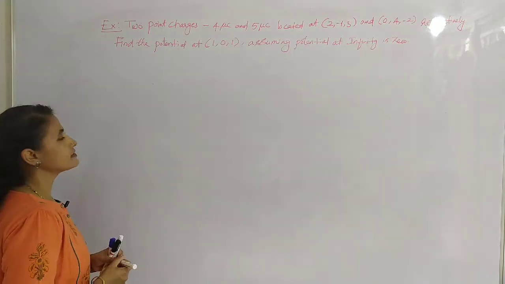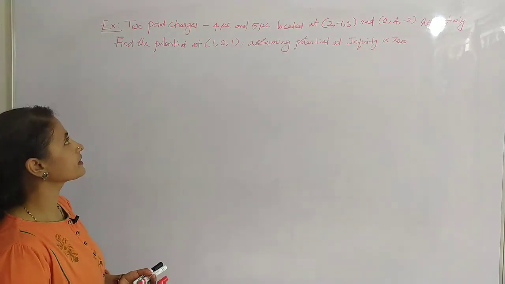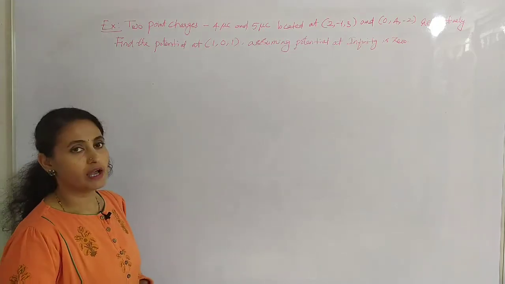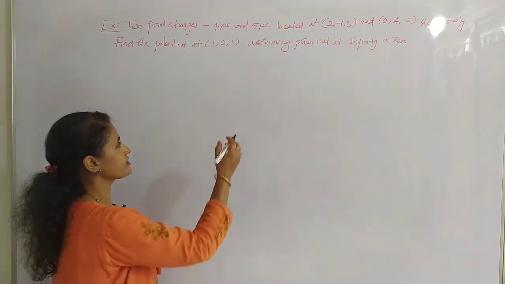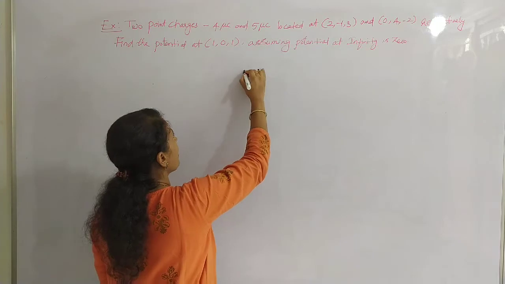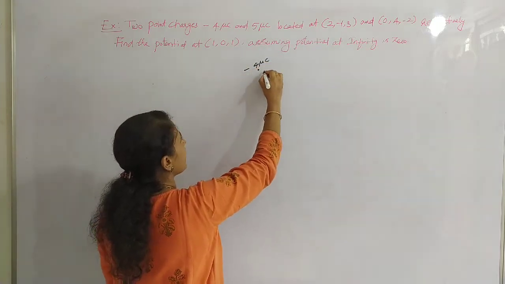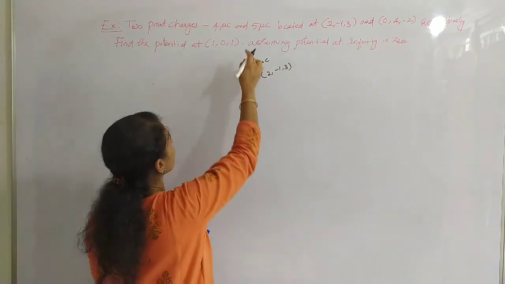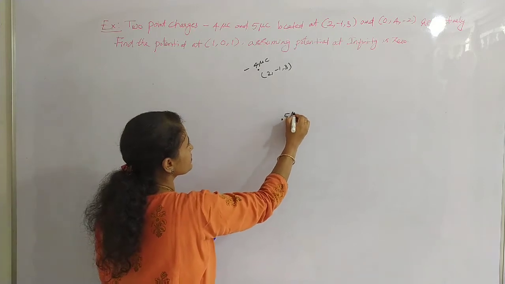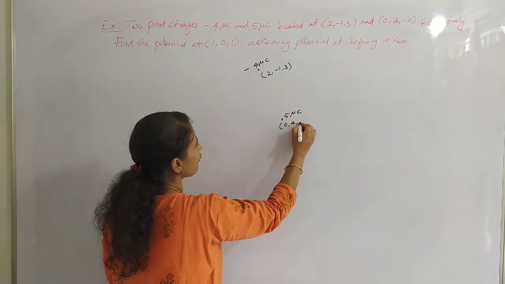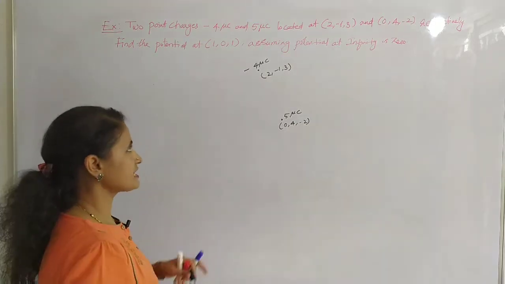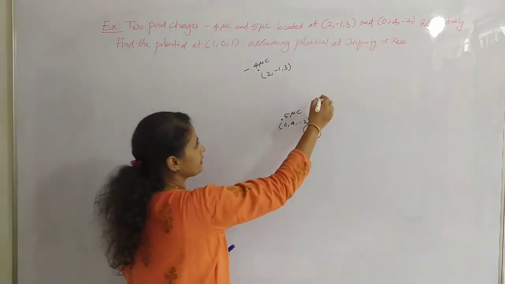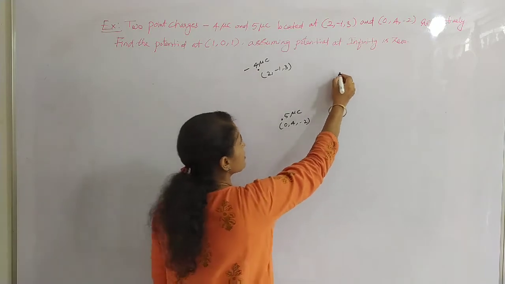Here is a numerical: there are two point charges, -4 microcoulombs and 5 microcoulombs, located at two different points. The -4 microcoulomb charge is located at the point (2, -1, 3), and there is one more charge of 5 microcoulombs located at (0, 4, -2), respectively. Now we are supposed to find the potential. So what is this potential?